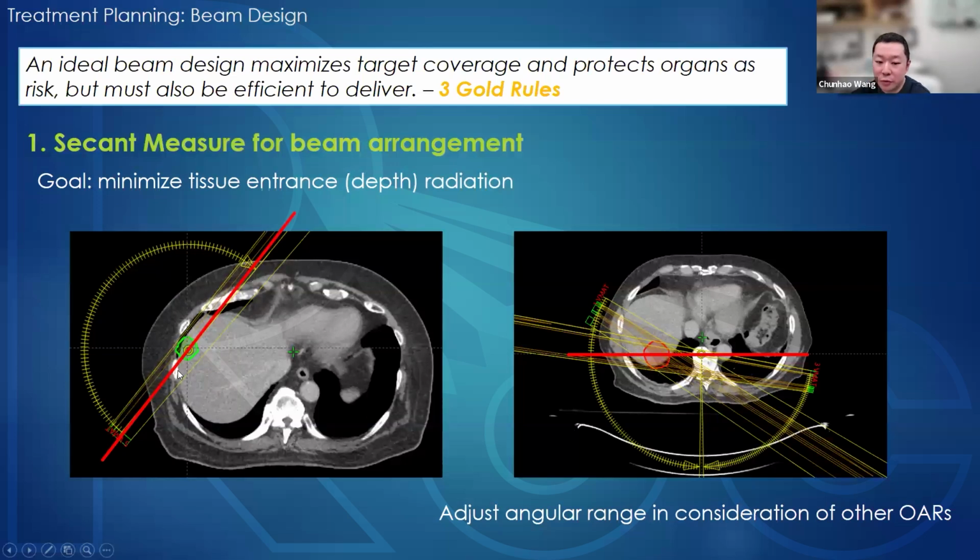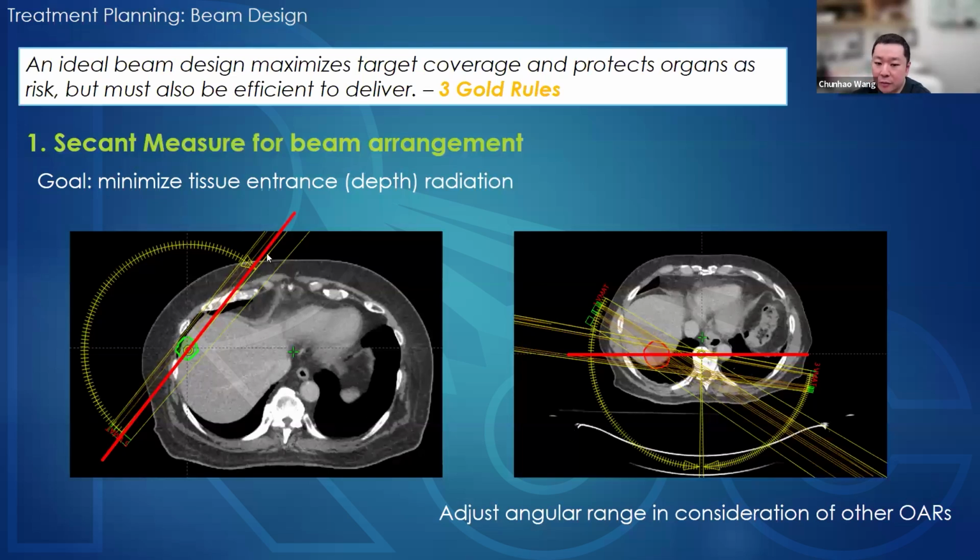Our goal here is to draw a line. Let's say draw a straight line, right? Imagine we are going to cover the target by a partial arc, a 180-degree arc. So we want to draw a line passing through the center of the target and divide the body into 2 parts. We're going to shoot the radiation from only one side, not the other side. So we are going to play with the placement of this line, mainly the angle, so that we can minimize the tissue entrance radiation, that's the radiation to the tissue before reaching the target. In this way we can minimize the radiation to the non-target region.